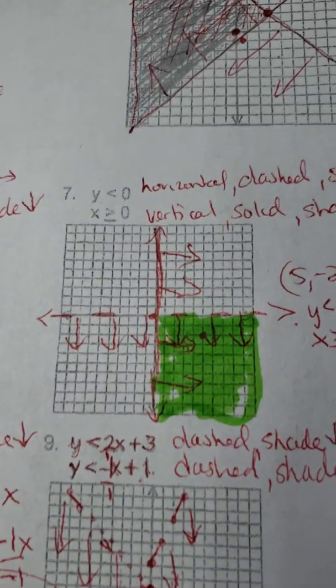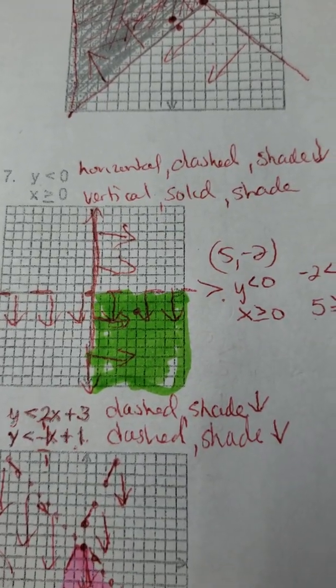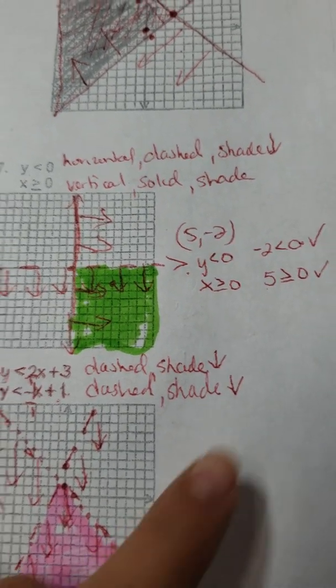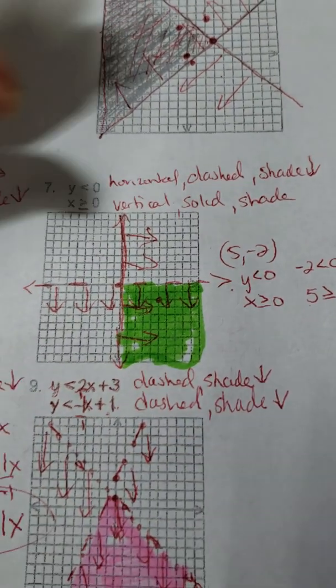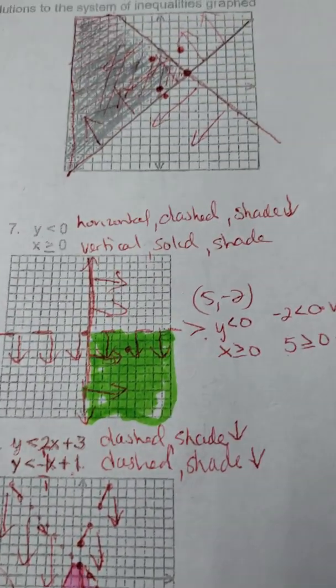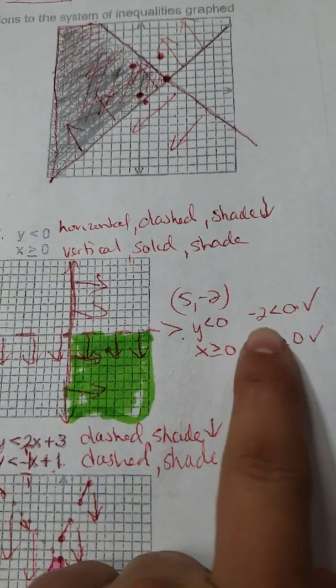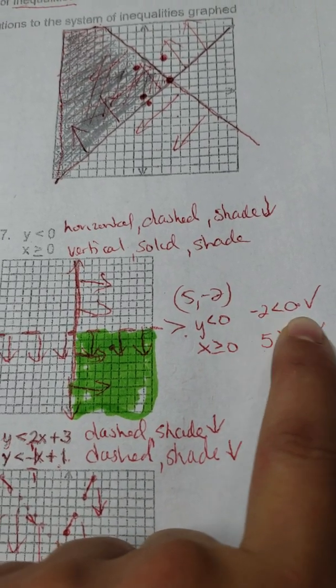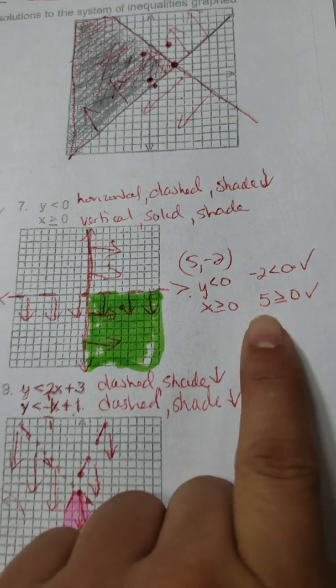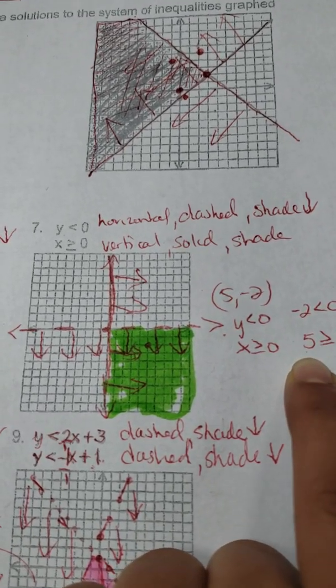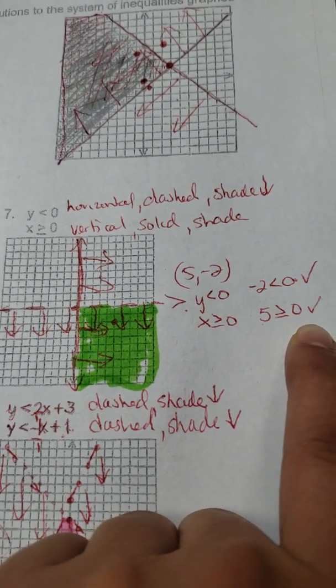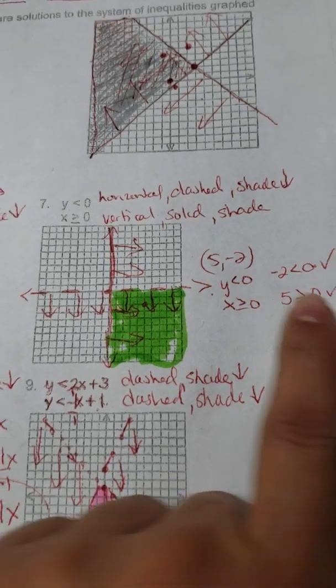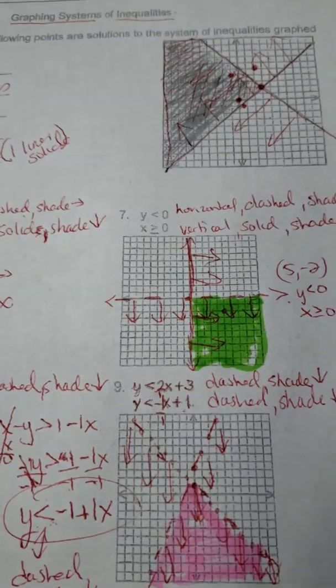I even picked a point, (5, -2), to try out and see if it makes it true. So these are the two equations we had. I picked that point, (5, -2). Negative 2 is the y value, so for y, I put negative 2 here, and then negative 2 is less than 0, so that makes it true. Then we tried the x coordinate. 5 is greater than or equal to 0, and it is also true. So anything in the shaded area is a solution.